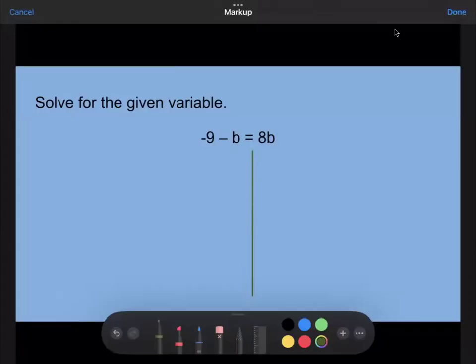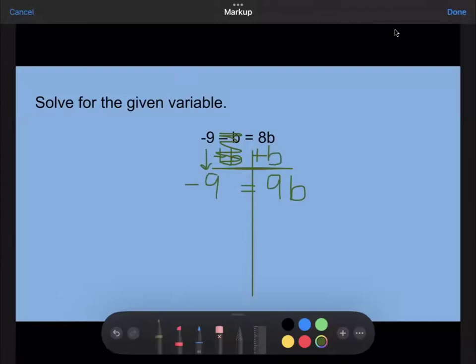The opposite is to add b. So I'm going to do plus b here and plus b here. What that does is cancel out these two b's because negative b plus b is 0. I'm going to bring down this -9, and then I'm going to make that equal to 8b plus another b is 9b. Okay, so that's our first step.